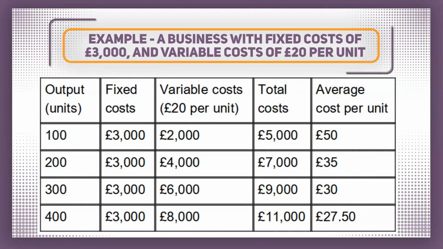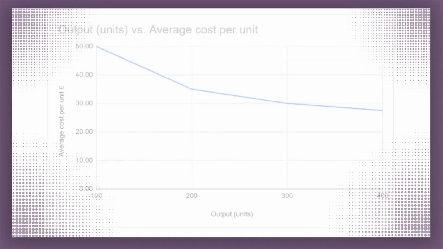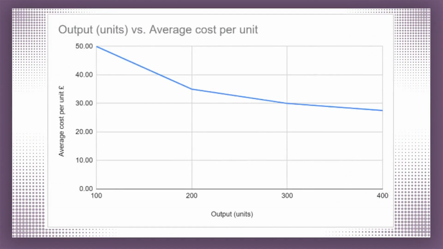As you can see, when the output is 100 units, the fixed costs are 3,000, the variable costs are 2,000, and the total costs are 5,000, meaning an average unit cost of £50. Now, as the unit output increases, the average unit cost decreases. We can see this in the table, but we can also see this by plotting it on a line graph, as you can see here.